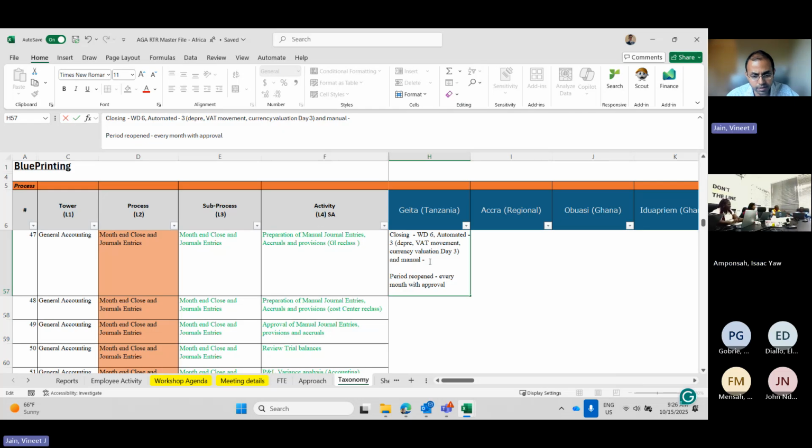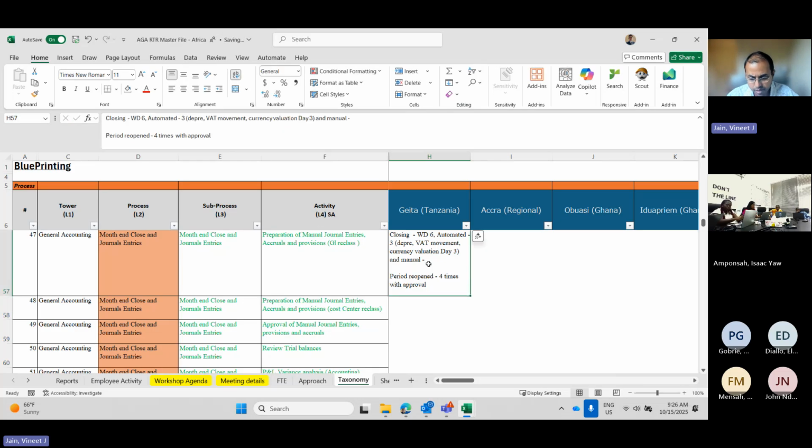So am I hearing correctly that reopening happens almost every month with approval? No, I wouldn't say that. We have agreed that it is 3 to 4 times a year. Okay, that's fine. 4 times with approval, majorly on a quarterly basis, I can say. So in the quarter you have to reopen the period.